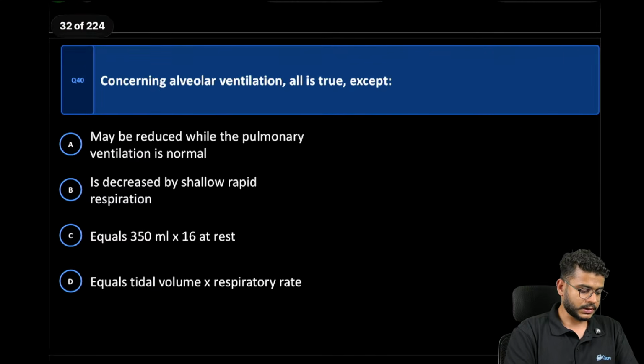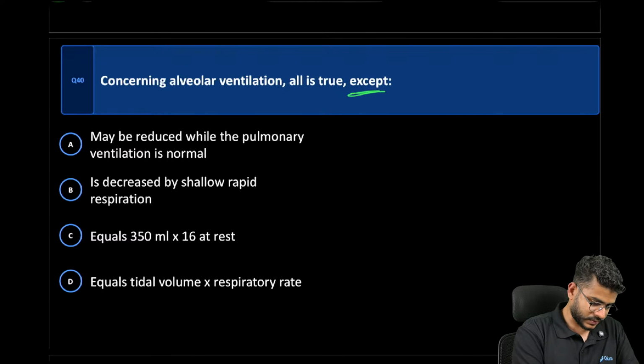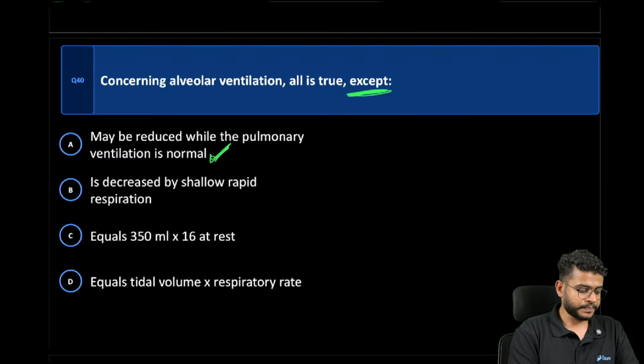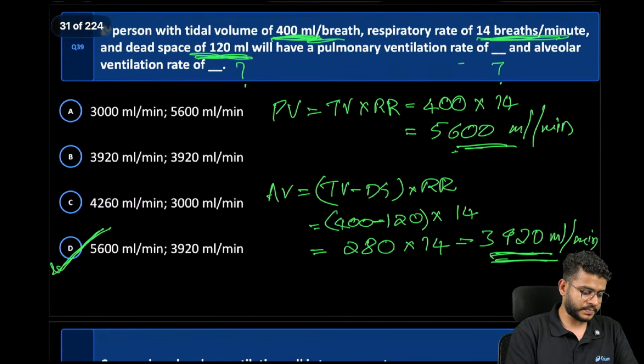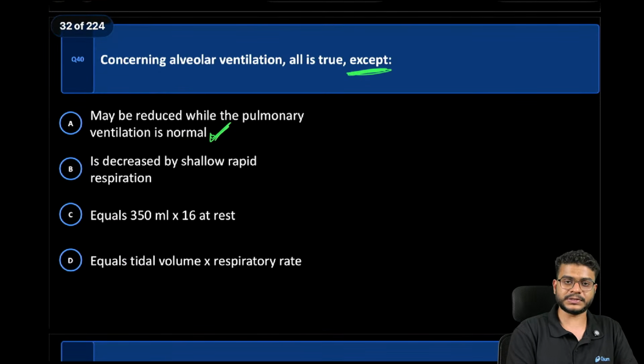Okay, the next question concerning the alveolar ventilation, all is true except: the alveolar ventilation may be reduced while the pulmonary ventilation is normal. We should find the false statement. This is a true statement, where in case of presence of dead space, the alveolar ventilation will be reduced, just as we just saw in the last case. The alveolar ventilation is lower than the pulmonary ventilation because of the presence of dead space.